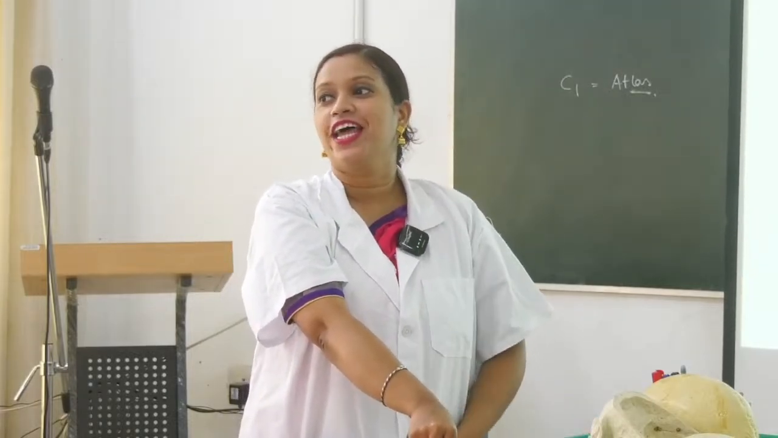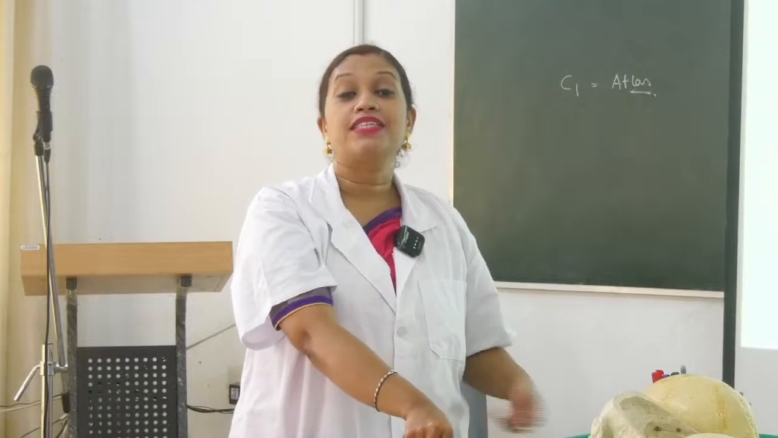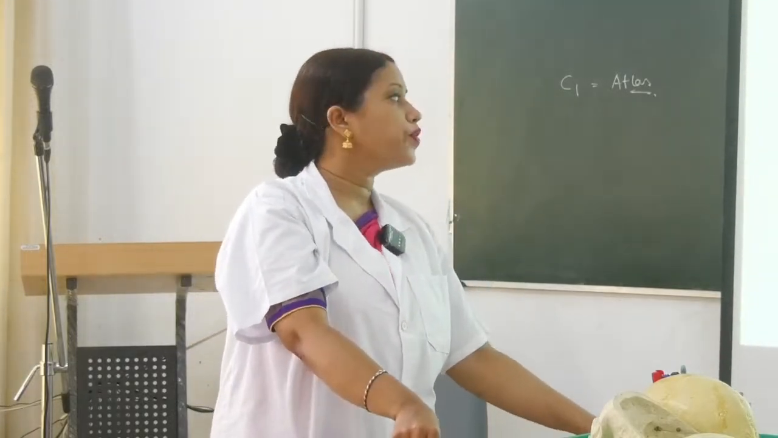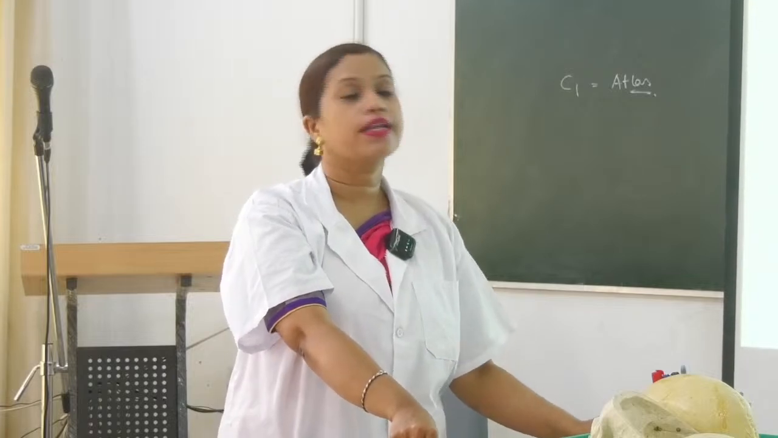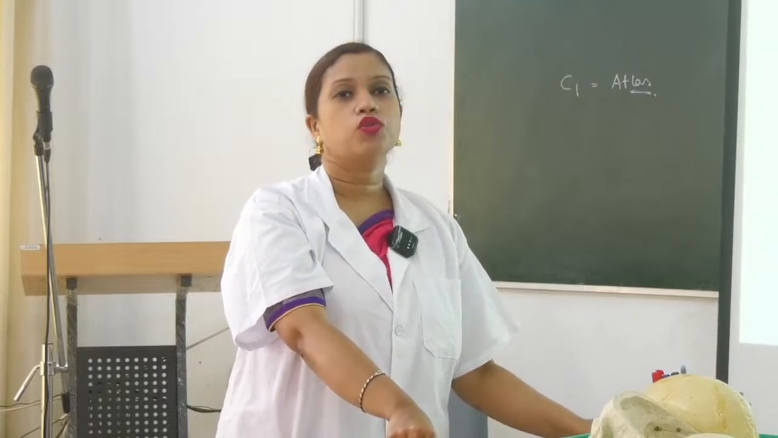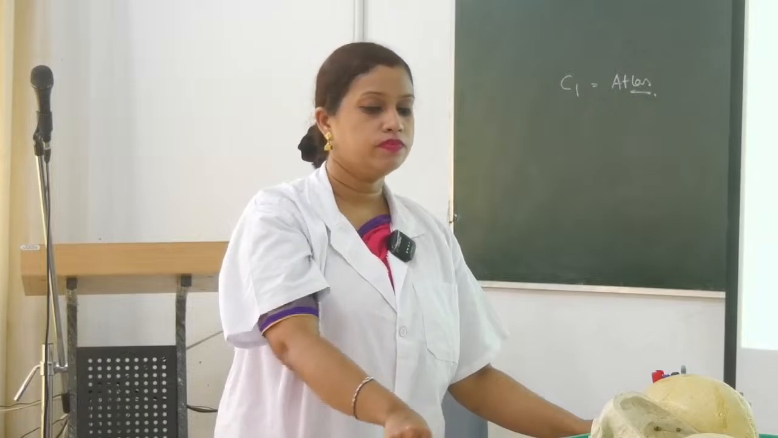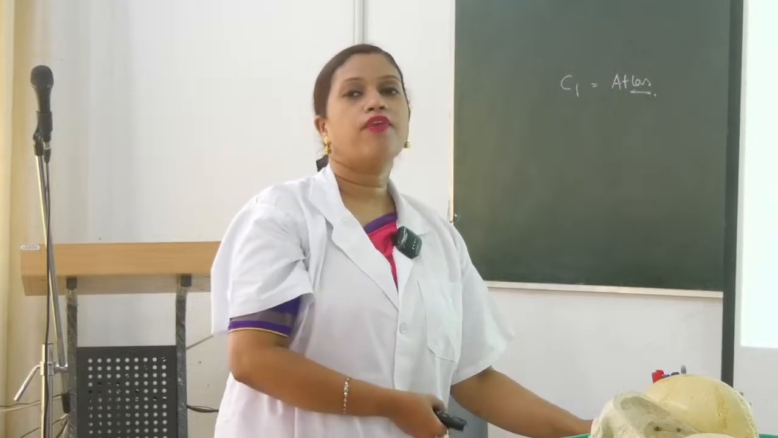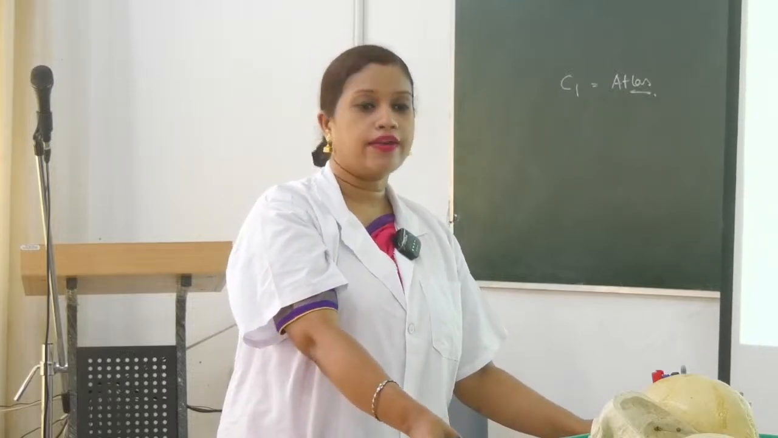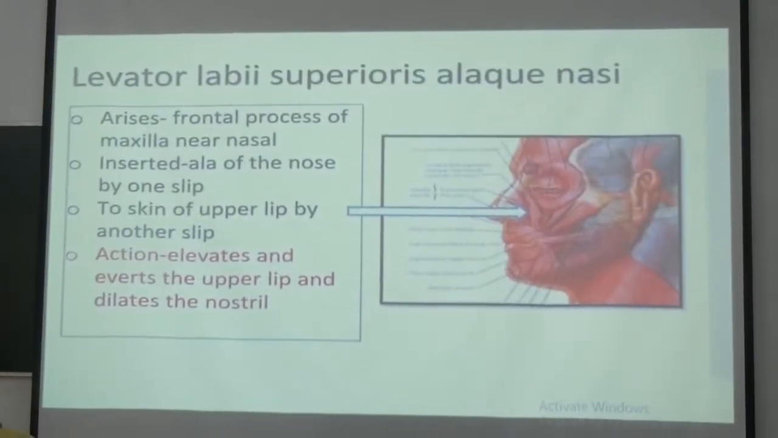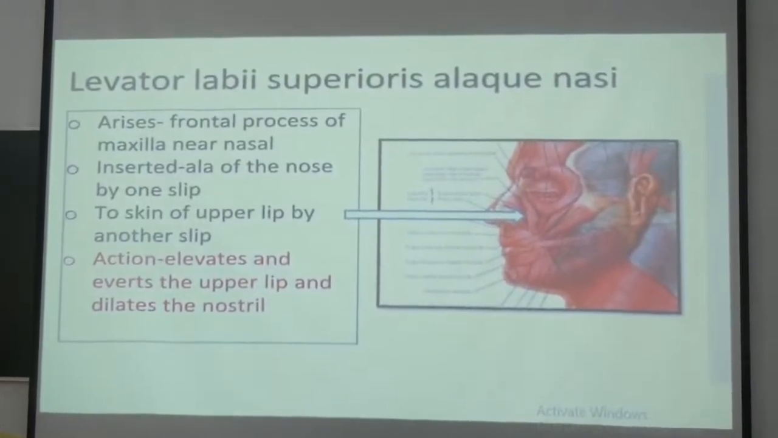Very much important. Muscle of ignorance. Levator labii superioris alaeque nasi. And the last one is levator anguli oris. Levator anguli oris. So definitely it would be found at the angle of the oral cavity. So see, this is the muscle, levator labii superioris alaeque nasi.